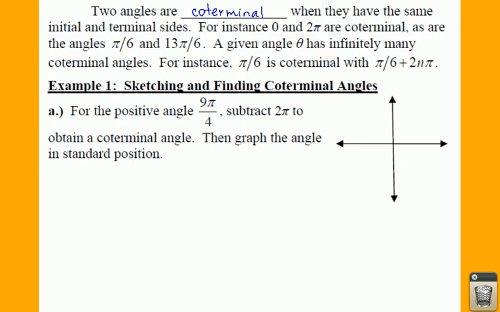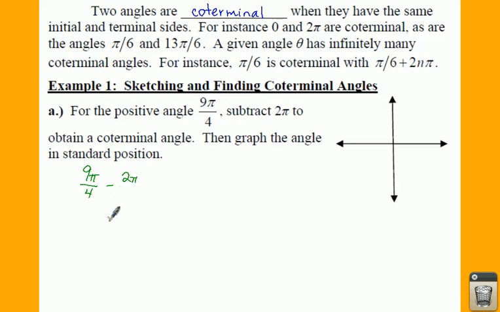Here for example 1, we're going to have to sketch and find coterminal angles. So what we're going to do is find it first, and then sketch it. You have a positive angle, 9 pi over 4. And remember what we said before: you could either add or subtract, but in this case the directions say you need to subtract 2 pi to find a coterminal angle.